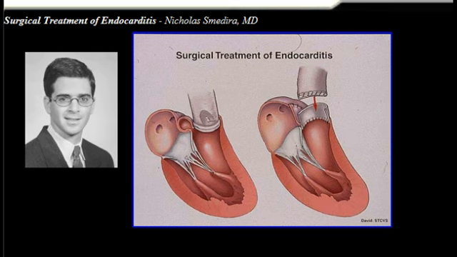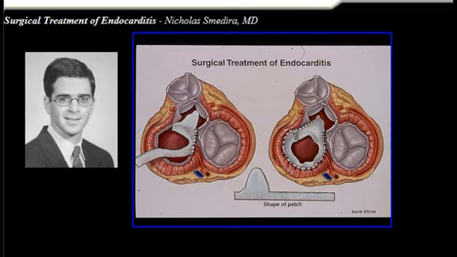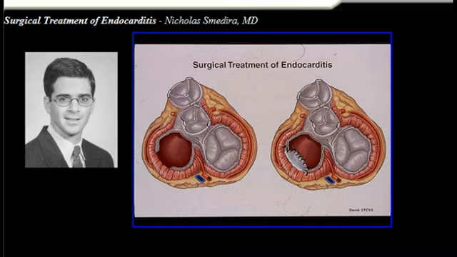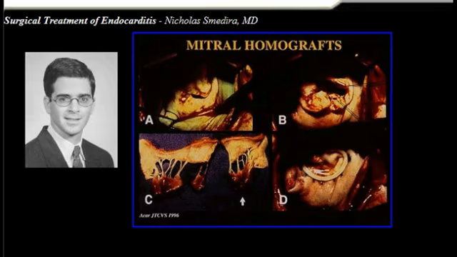The key is not to make a loose patch, because then you'll have a rocking motion of the valve, and that will tend to promote future dehiscence. Again, mitral annulus destroyed, going into the aortic annulus. And finally, a simple patch here for a posterior annulus.